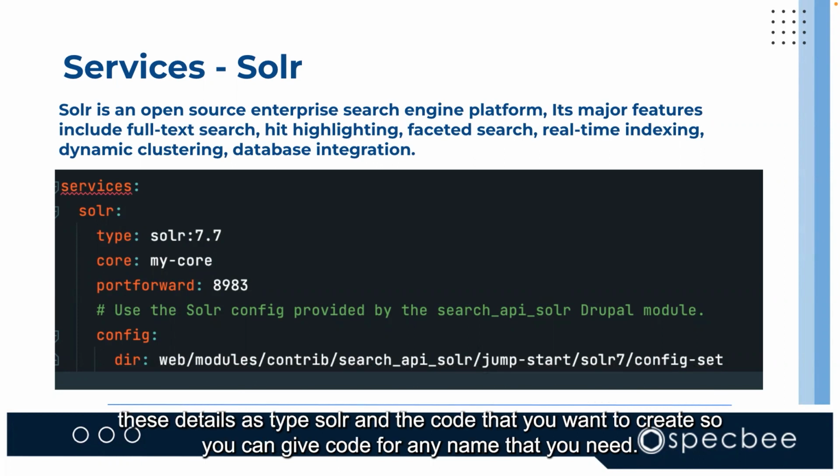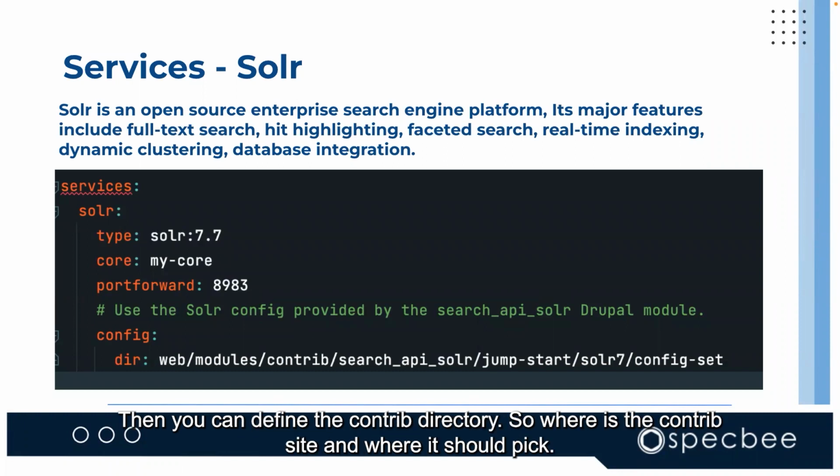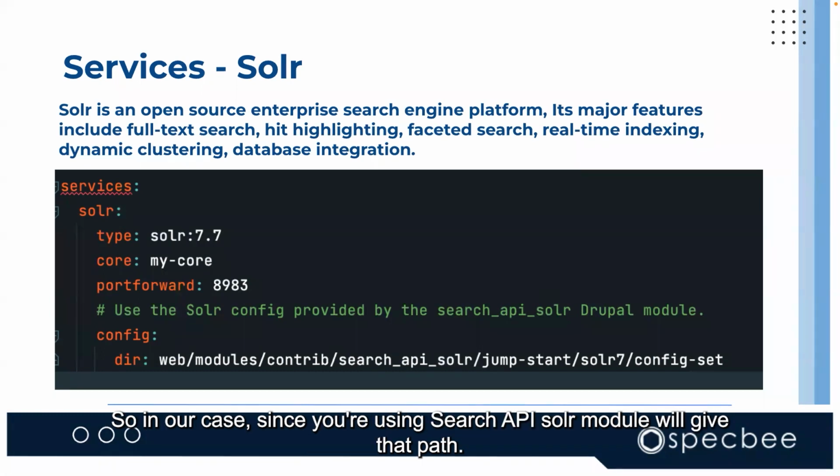You can give the core any name that you need. Then you can give the port forward, as this is the default port which Solr uses, 8983. Then you can define the config directory, so where the config set is and where it should pick it from. In our case, since we're using search API, the Solr module will give that path, but you can define your own path and have all those files placed there.